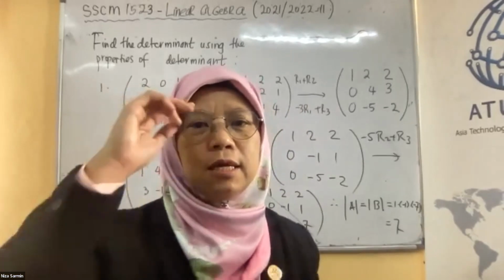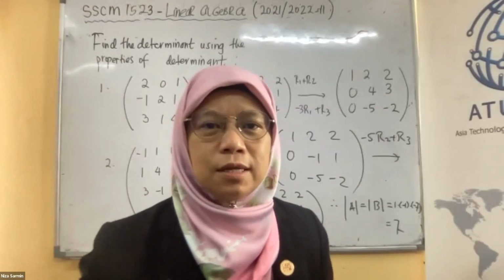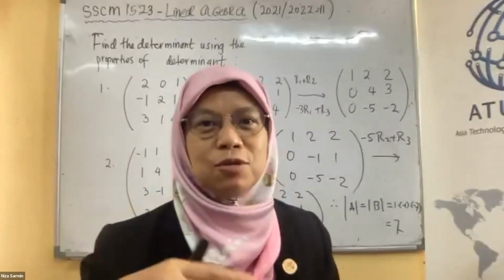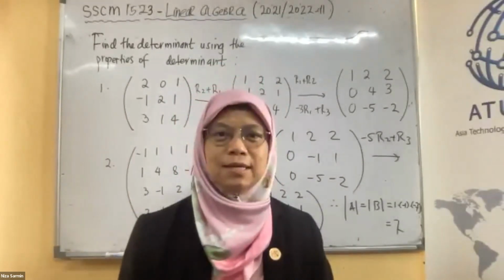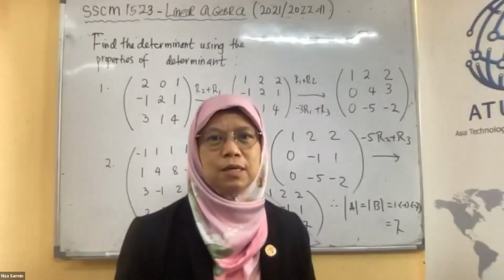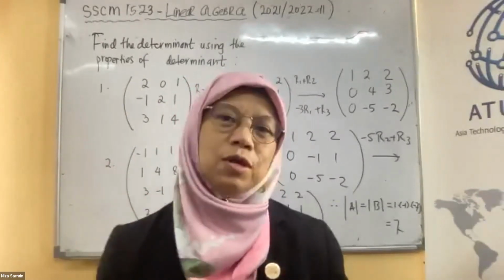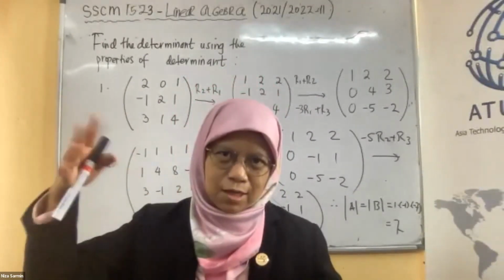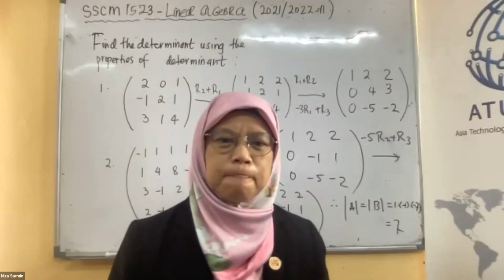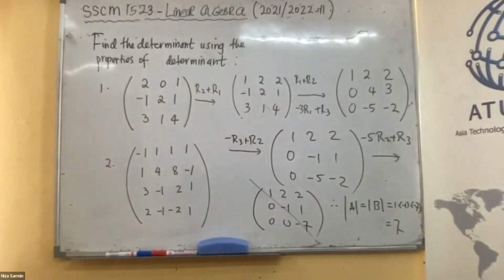So basically, we are using ERO not to make it into other properties, but to be able to use the property, which is actually to make it a diagonal or upper triangular matrix. Lower, not really, right? Our ERO is for the upper triangular matrix. Paham ya? All right, thank you for the question.